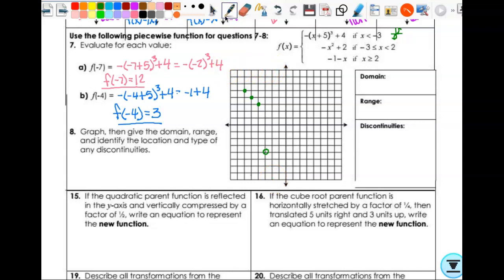I'm way off the graph, so that's really all I can do here. So this is going to look something like this. Well, let me do that again. Sorry, just making a shadow on myself here.